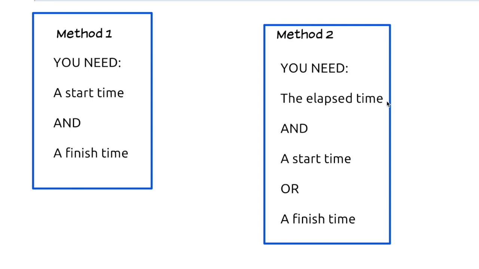For method 2, we need to have two pieces of information. The first one we have to have is the elapsed time, and the second piece of information can either be the start time or a finish time.